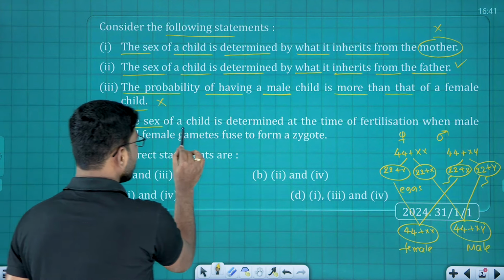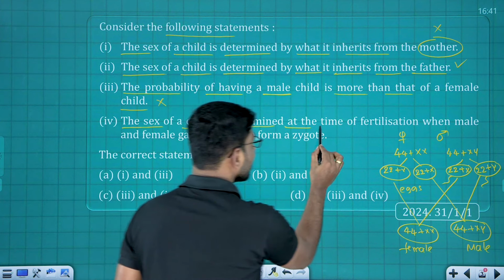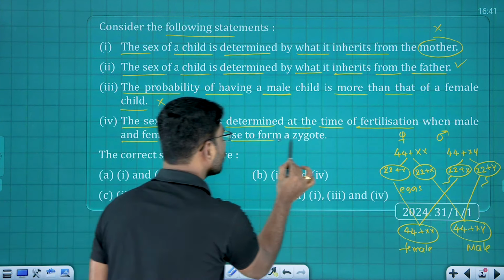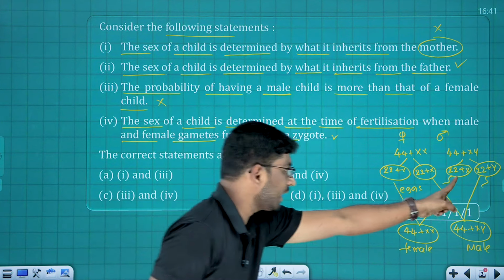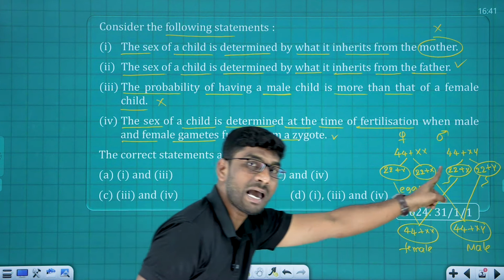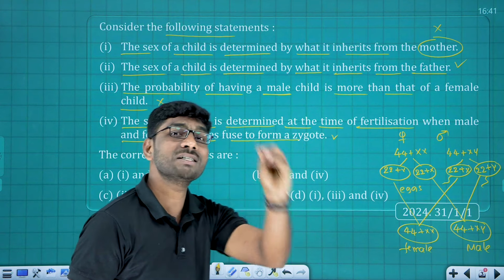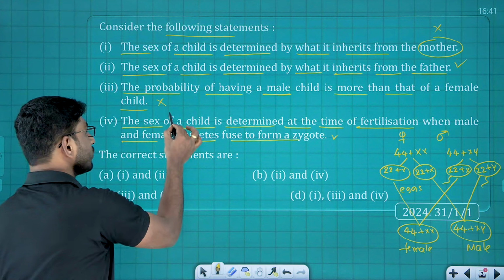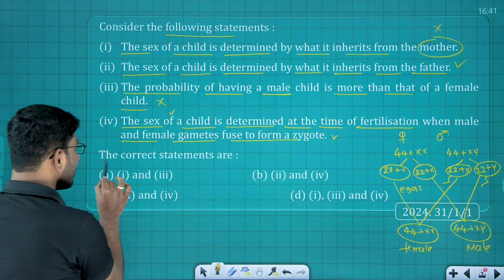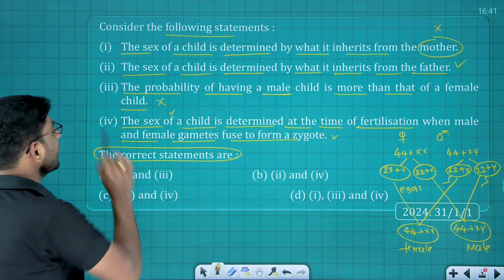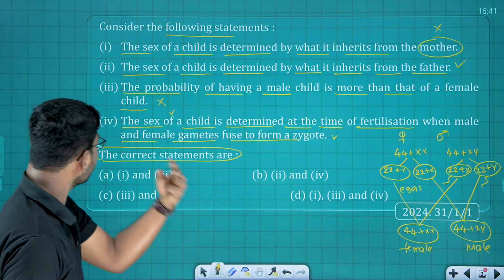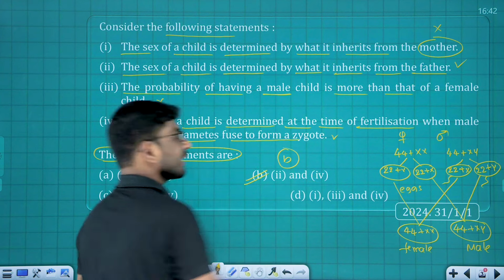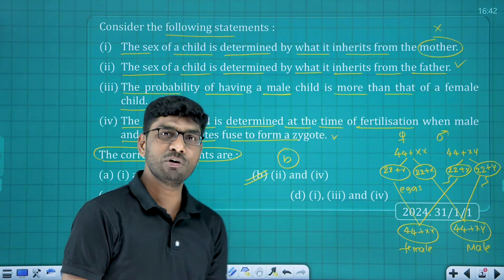Statement 4. The sex of a child is determined at the time of fertilization when the male and female gametes fuse to form a zygote. Yes, look here, at the time of fertilization, at the time the gametes fuse, only at that time can the sex of the baby be decided. You got my point? So this statement is correct. So how many statements are correct? They're asking for the correct statements. Statement 2 correct, statement 4 correct. What is the correct answer? Statement 2 and statement 4. Option B is the correct answer. Am I clear? Shall we move on to the next question?